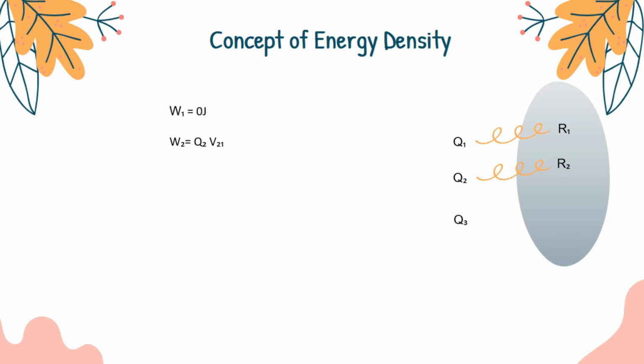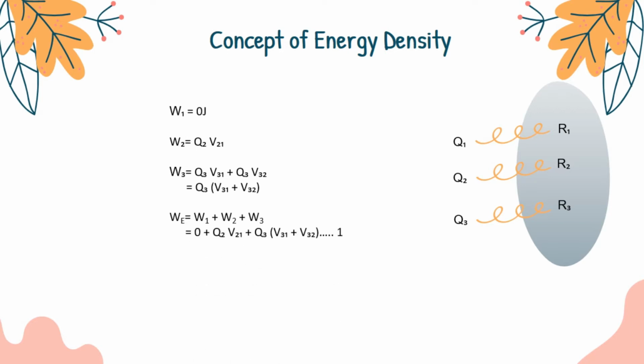Then, another point charge Q3 is moved to the position R2. Work done is given as Q3 V31 plus Q3 V32. We can also write it as Q3 in bracket V31 plus V32. Thus, the total work done in assembling the three charges is given by W1 plus W2 plus W3. It's equal to 0 plus Q2 V21 plus Q3 in bracket V31 plus V32. We let this be equation 1.